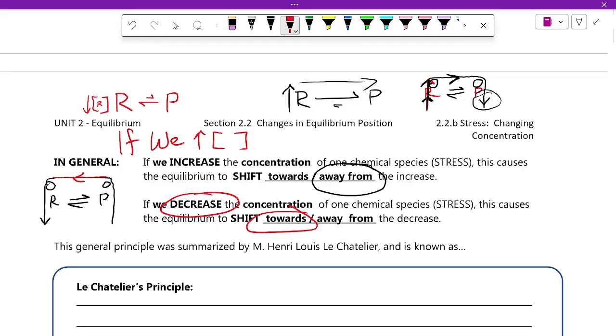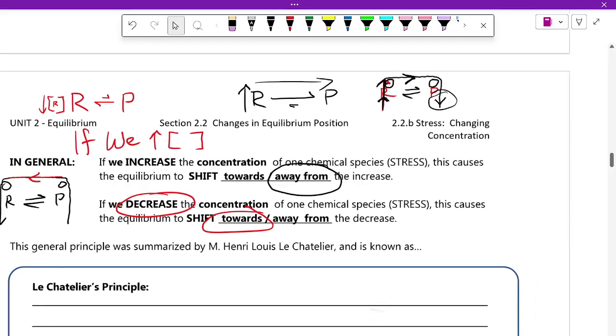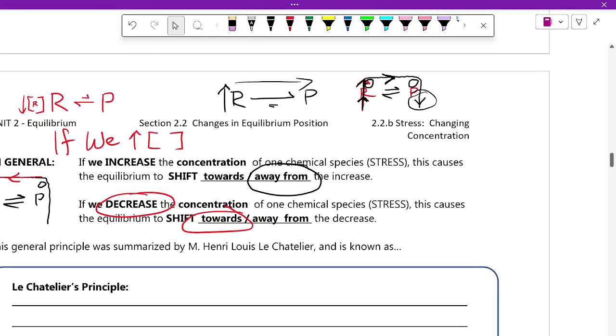I like the visual one because I think visually, so I can think about that really quickly. But we always shift away from an increase and towards a decrease. If you like just knowing the words, increase and away, those are both vowels. So it shifts away from an increase.